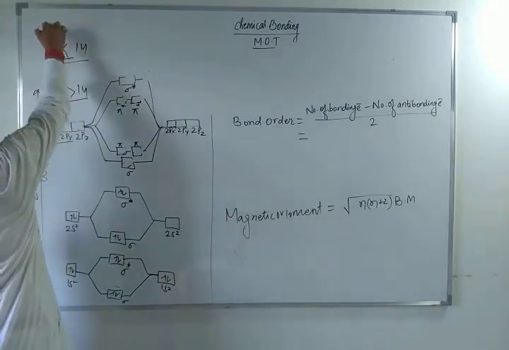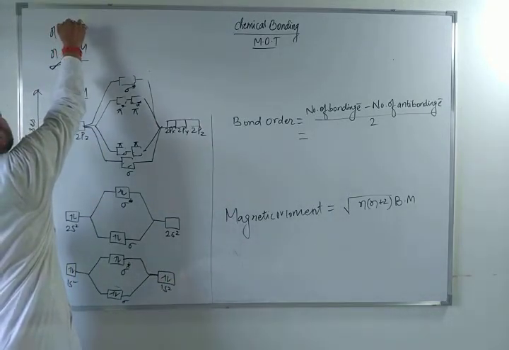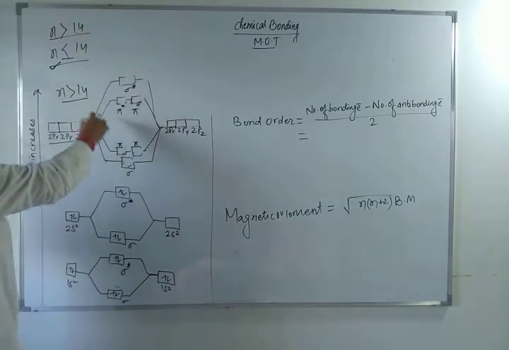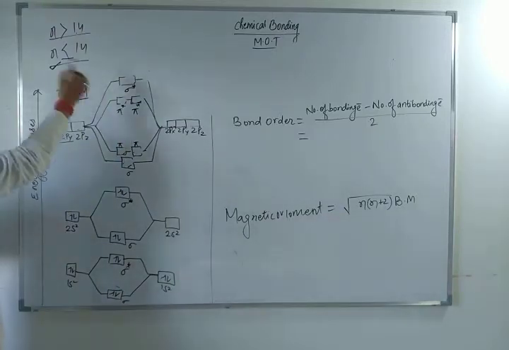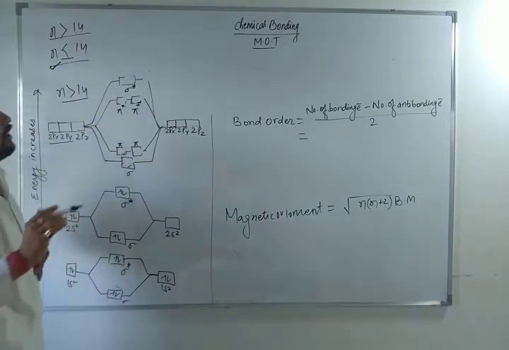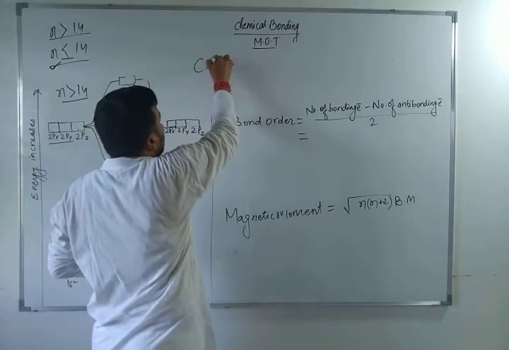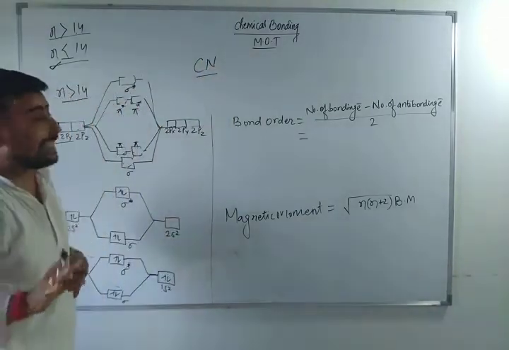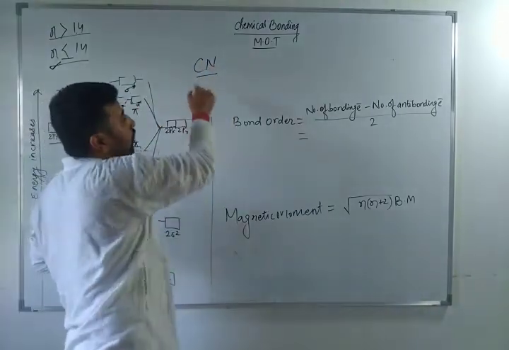n is greater than 14 or n is less than 14. If n is greater than 14, it is the same arrangement. If it is less than 14, then the pi electrons will come down. Just suppose cyanide, you know CN, yes? In cyanide, what will you do?